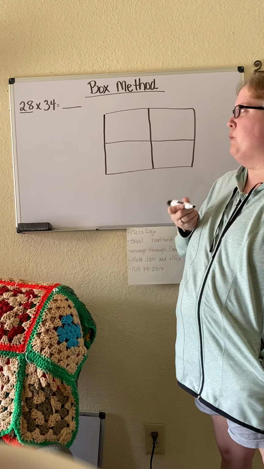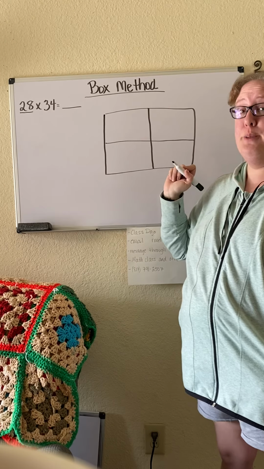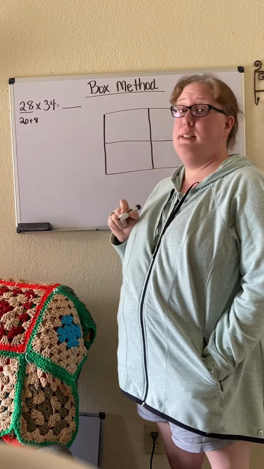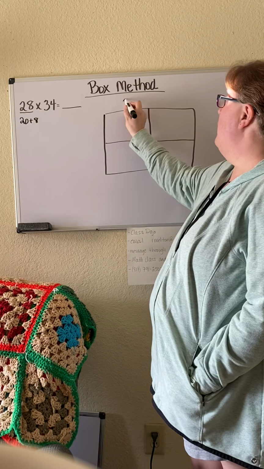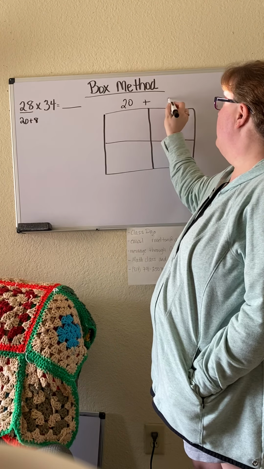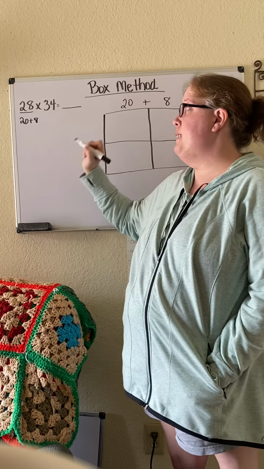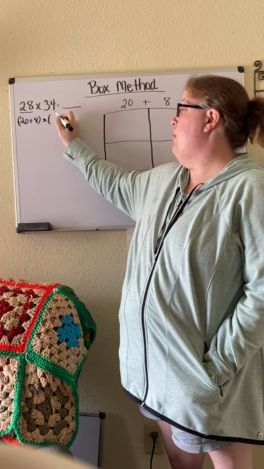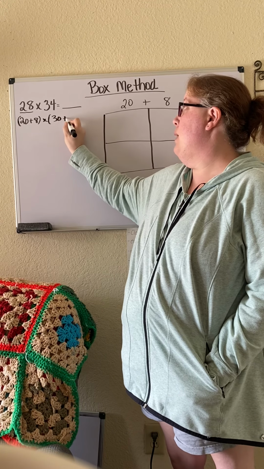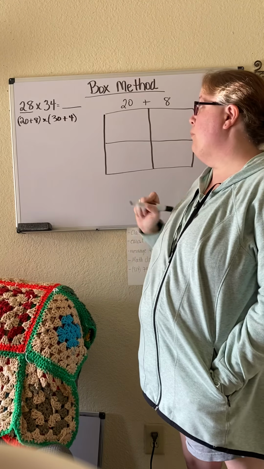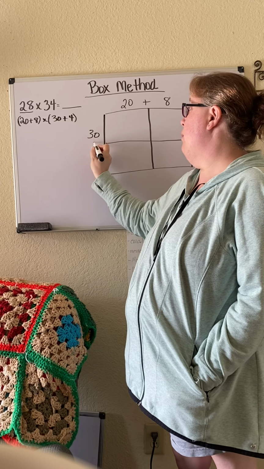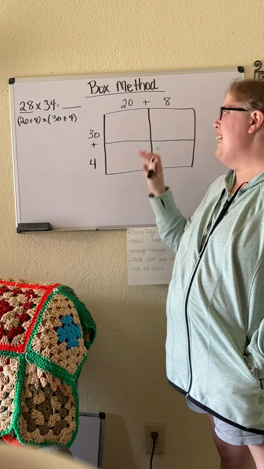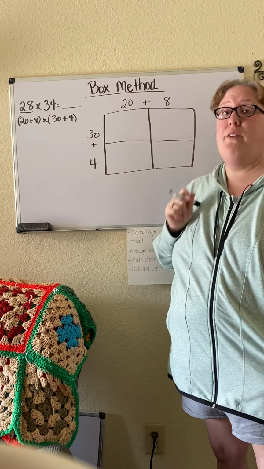What I'm going to do is take one of the factors. Usually I start with the first one, and I'm going to break it apart. So 28 becomes 20 plus 8. Do the same thing with my 34. 34 becomes 30 plus 4. Now each box is going to be one fact.